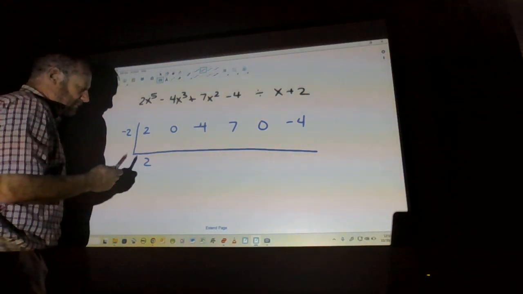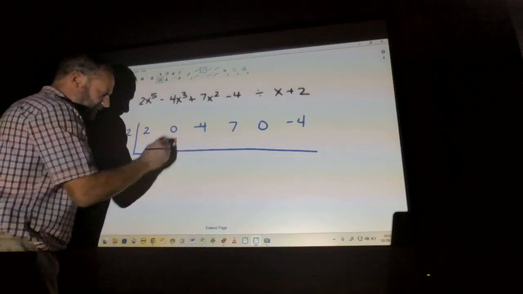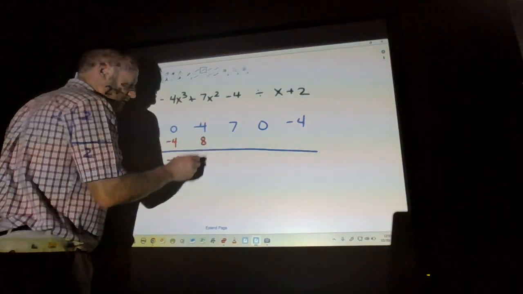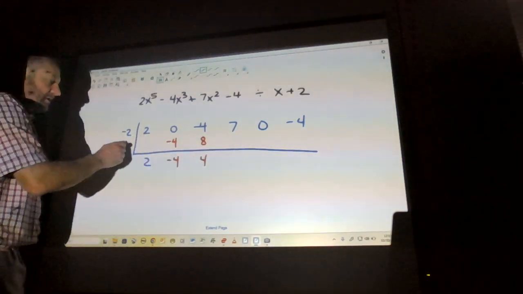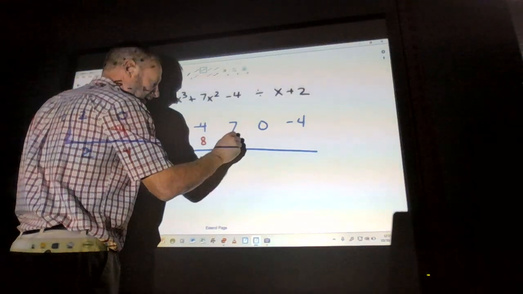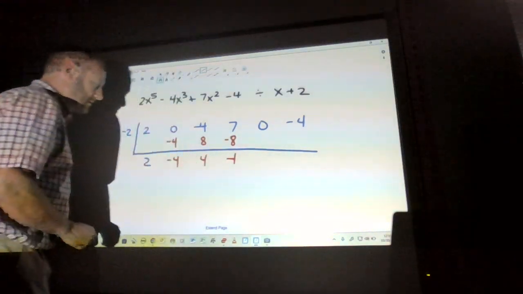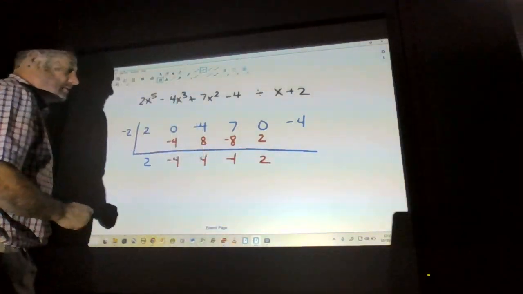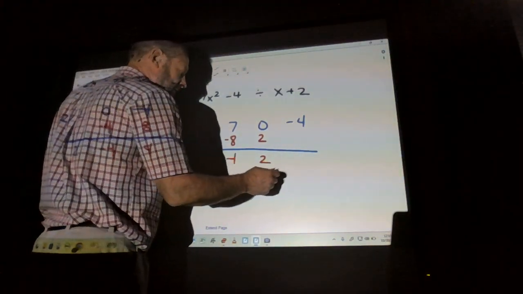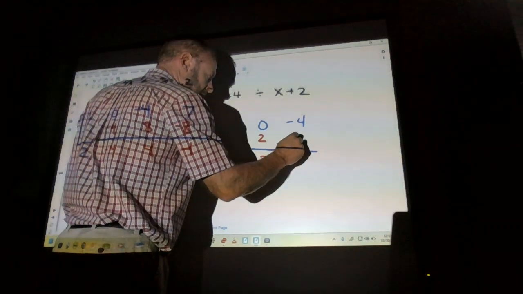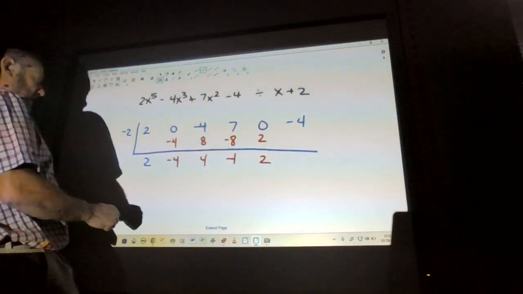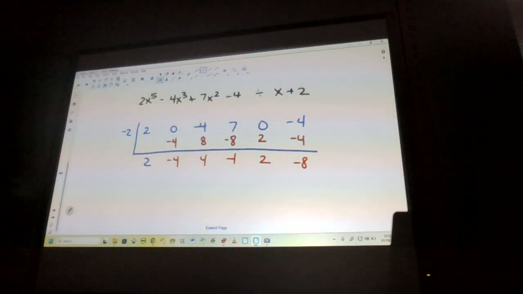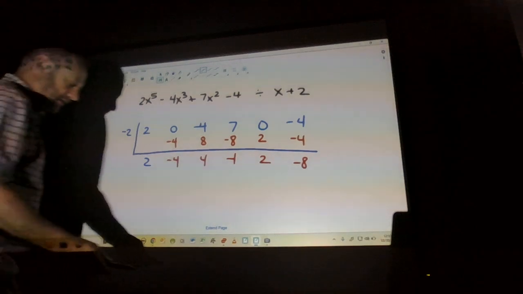Okay, so negative 2 times 2 is negative 4. Add this up, I get negative 4. Negative 2 times negative 4 is 8. Add that up, that's 4. Negative 2 times 4 is negative 8. Add that up, I get negative 1. Negative 2 times negative 1 is 2. Add that up, I get 2. Negative 2 times 2 is negative 4, and I get negative 8. I thought I was going to get lucky for a minute, and that was going to all cancel out with no remainder, that would have been kind of cool.